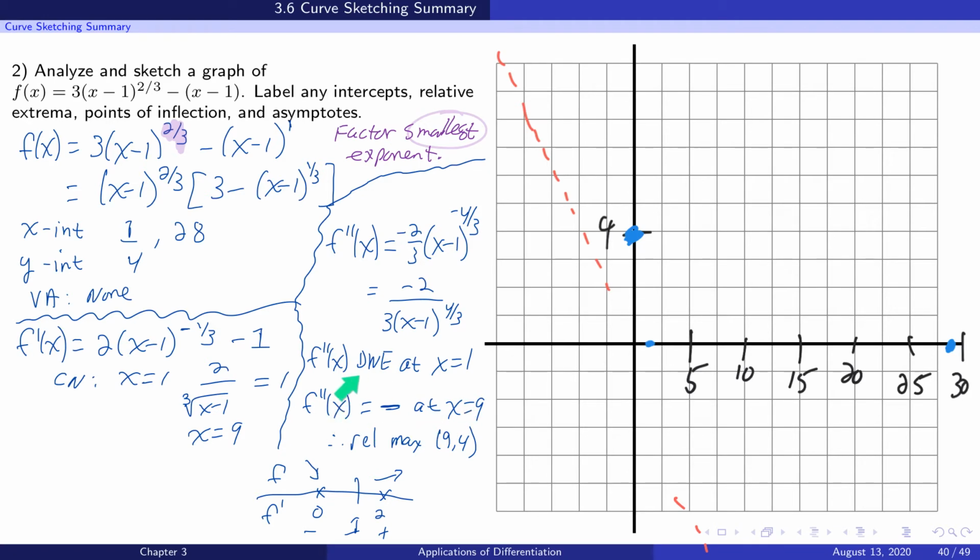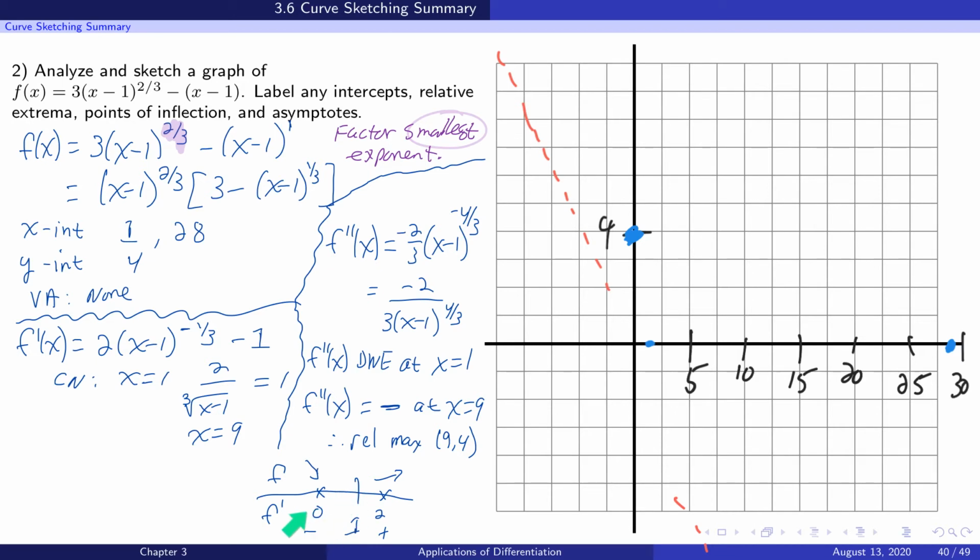So that's kind of important, so I'm going to say it again. Second derivative is negative when x equals 9. So I know that when x equals 9, I have a horizontal tangent and concave down, which means a maximum. The second derivative does not exist at x equals 1, so I cannot use the second derivative with this critical number here. So I'm going to have to use the first derivative test.